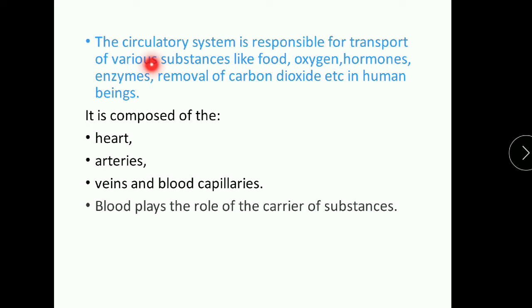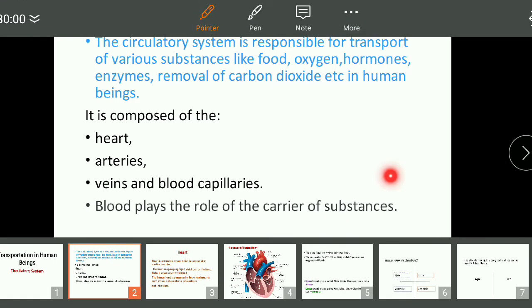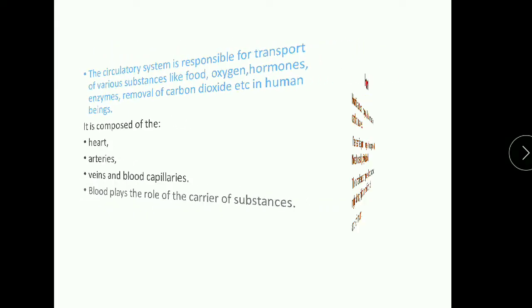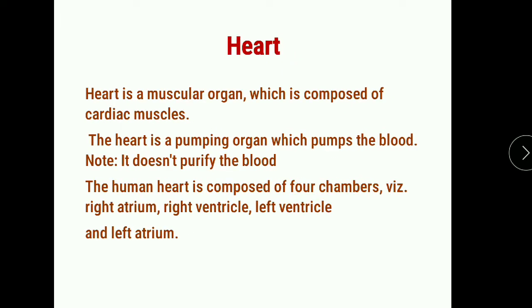The blood is a part of our circulatory system. The circulatory system is responsible for transport of various substances like food, oxygen, hormones, enzymes, removal of carbon dioxide, etc. in human beings. The circulatory system is composed of heart, arteries, veins, blood capillaries, and the blood. There are many concepts under this topic. Today we are specifically learning about the heart.